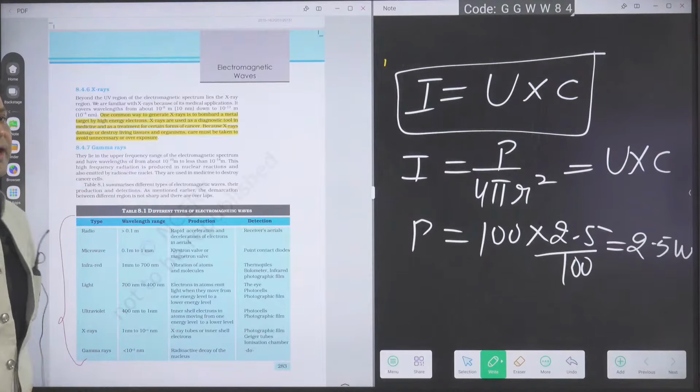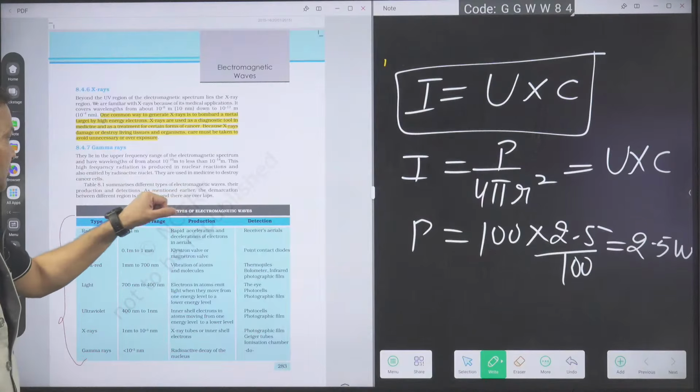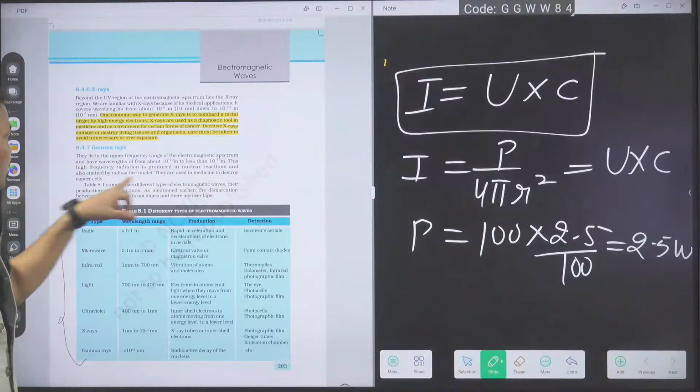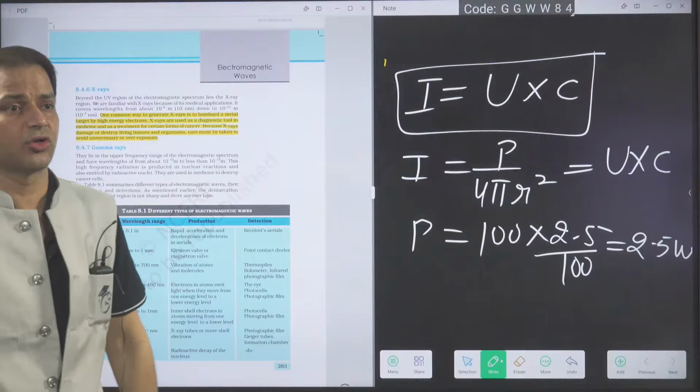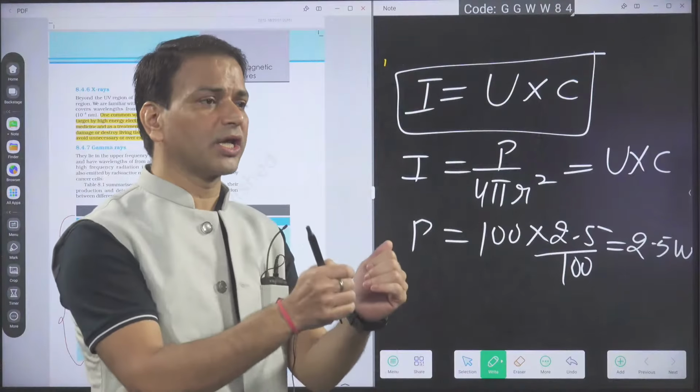Gamma rays we are getting in the radioactive disintegration. And what is the use of the gamma? They are used in medicine to destroy the cancer cell. We are using the gamma in the medicine. So uses, production is important.